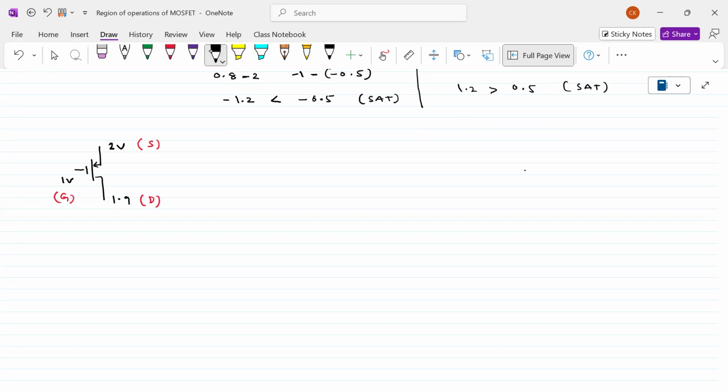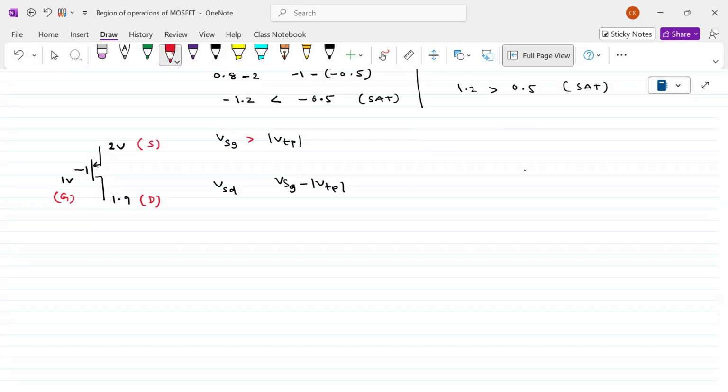Now, quickly let me know the relationship between VSG and the magnitude of VTP, and between VSD and VSG minus the magnitude of VTP. Is it greater than or less than? VSG is 2 minus 1, which is 1. The magnitude of VTP is 0.5. It's greater than.